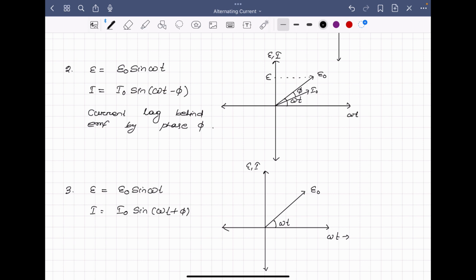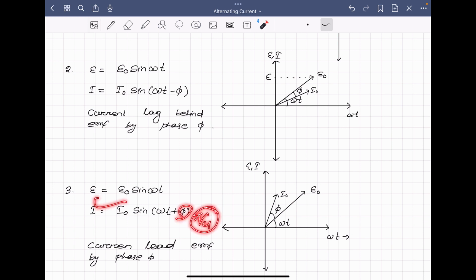Okay. Then we have to draw the current axis just like this. This is our I naught, and this angle is our phi. Here you can write in place of phi, if we have pi by 4, then we can say current leads EMF by phase pi by 4. Or if we have pi by 2, then we can say current leads EMF by phase pi by 2.